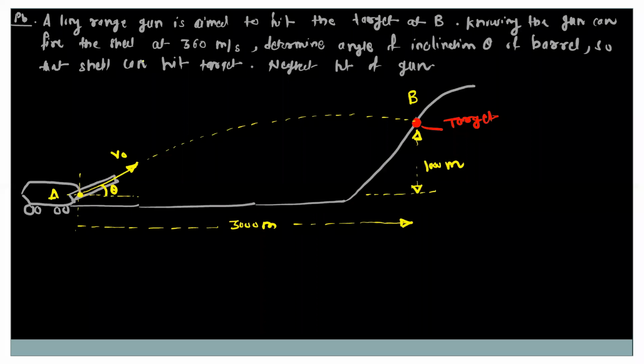Okay, so refer to this problem. In this problem, a long range gun is aimed to hit the target at point B, knowing that the gun can fire the shell at the speed 360 meter per second. So this is the velocity of projection, that is v naught. Determine the angle of inclination theta of the barrel so that the shell can hit the target, and neglect the height of the gun.